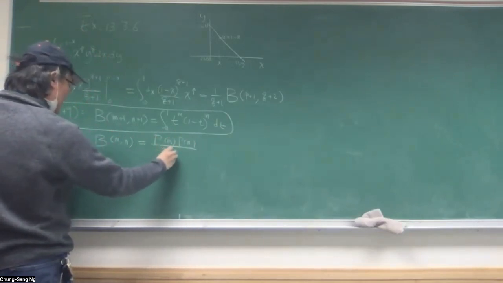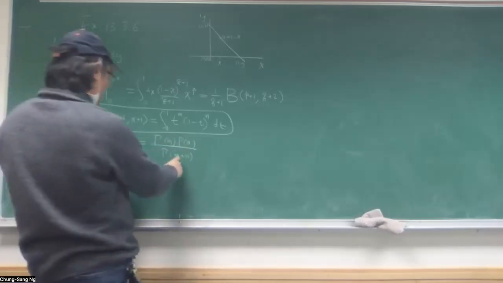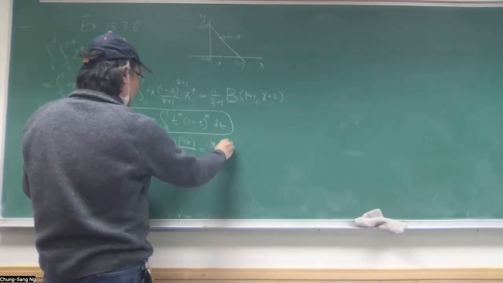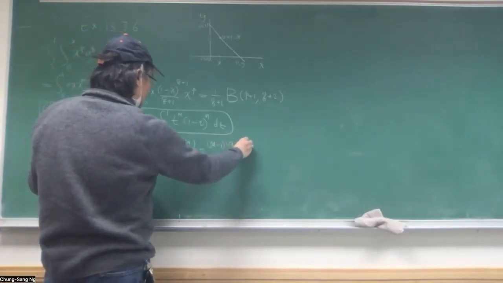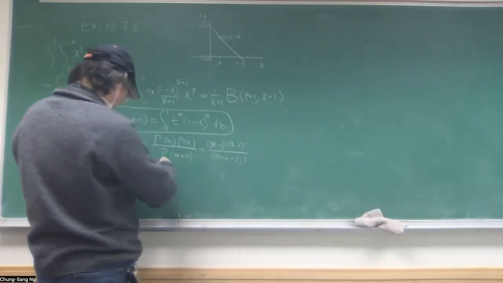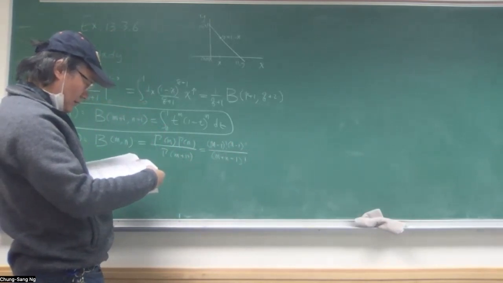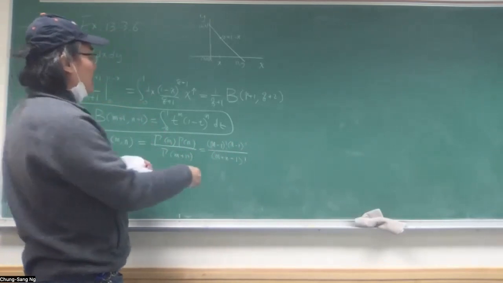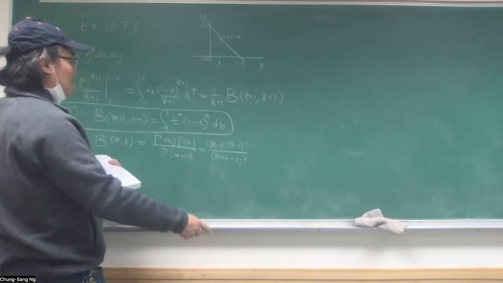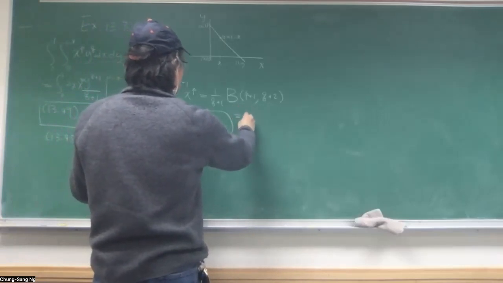Let's write it down. And if m and n are integers, then that changes to factorial. This becomes m minus 1 factorial, m minus 1 factorial, and this is m plus n minus 1 factorial. But anyway, this is just changing the gamma function to integer factorial. Now we compare this with that. This will be equal to q plus one.